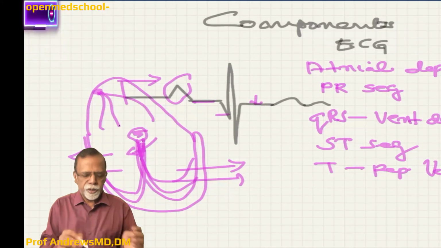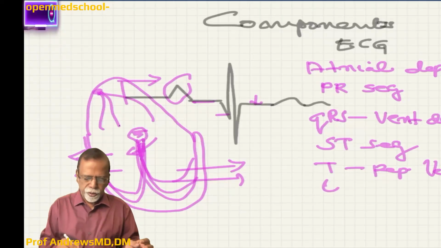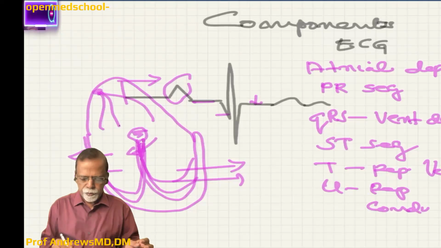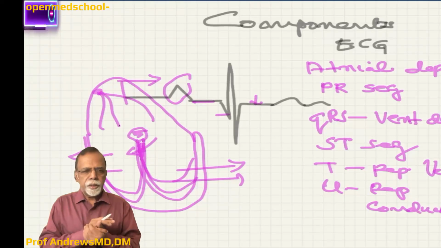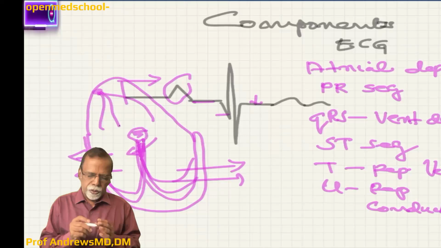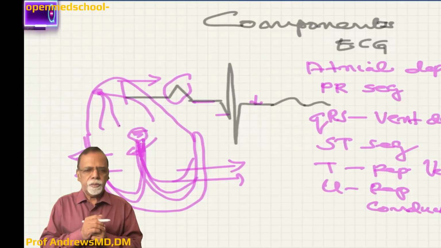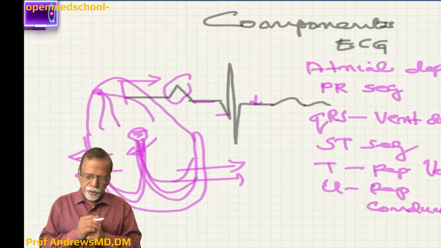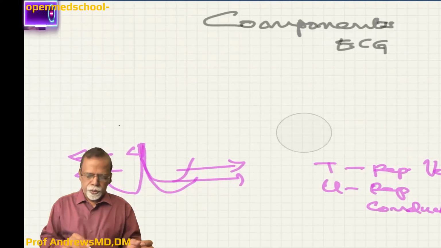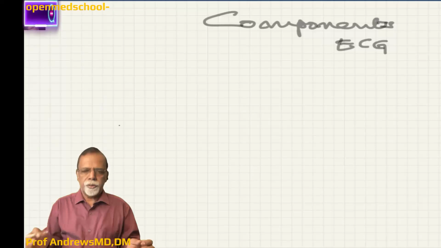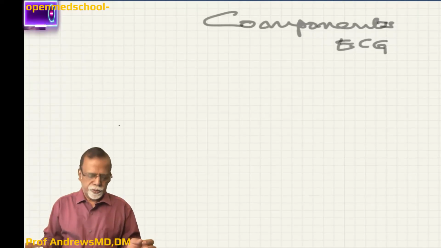This is followed sometimes by another wave, the U wave, which is due to the repolarization of the conducting system. This is the basic thing regarding the generation of the components of the ECG. Hope it is clear to you. Now we will look into a little more detail regarding each of these.